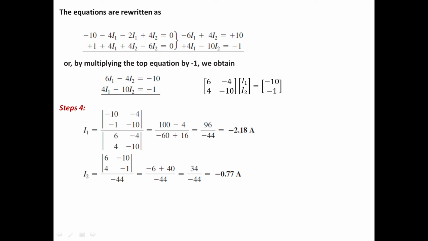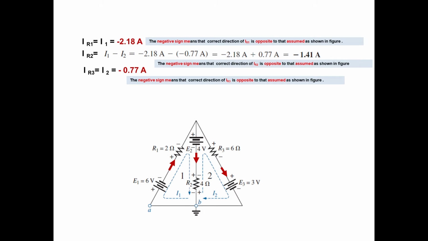Simplify the equation. Now you get the simplified equation. After you get the simplified equation, convert it into the matrix form and use the method of determinant. Now when you use the method of determinant, we get the answer as negative. What does it mean? Our assumption is wrong. We have assumed current I1 is in the clockwise direction. That is wrong. I1 is flowing in the anti-clockwise direction. Same way, I2 is assumed in clockwise direction and that assumption is also wrong. I2 is also flowing in anti-clockwise direction.